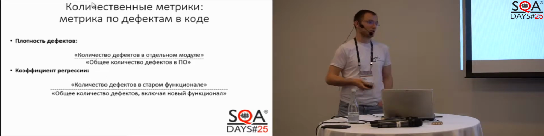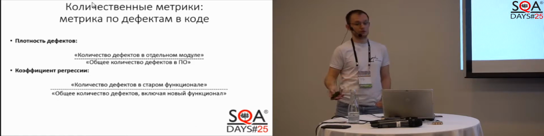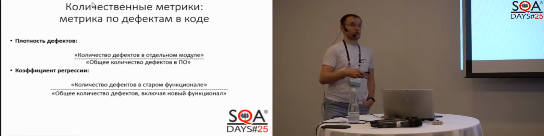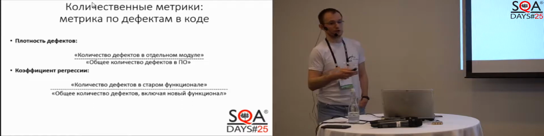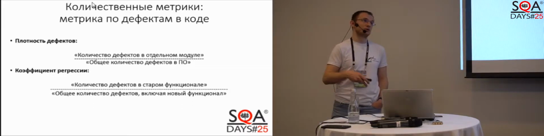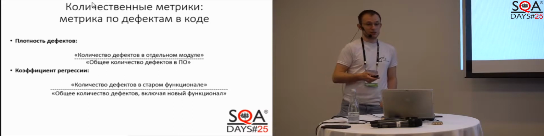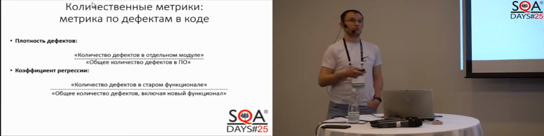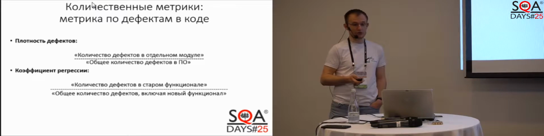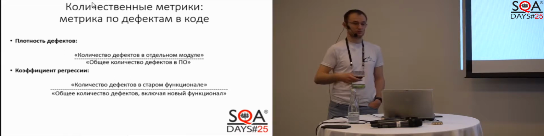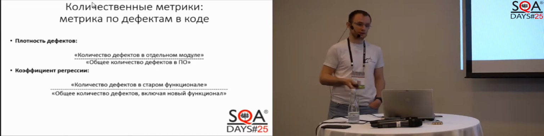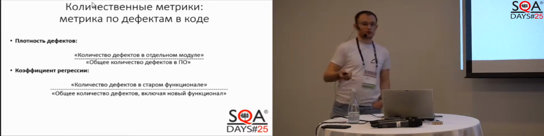Defect density and regression coefficient are also quantitative metrics. Defect density is determined as the share of defects out of all defects within the framework of an iteration, for example, from one release to another. The task of this metric is to highlight a module with problems. And this information about a separate module can help you further on to improve the quality of the module, develop additional tests, and so on.